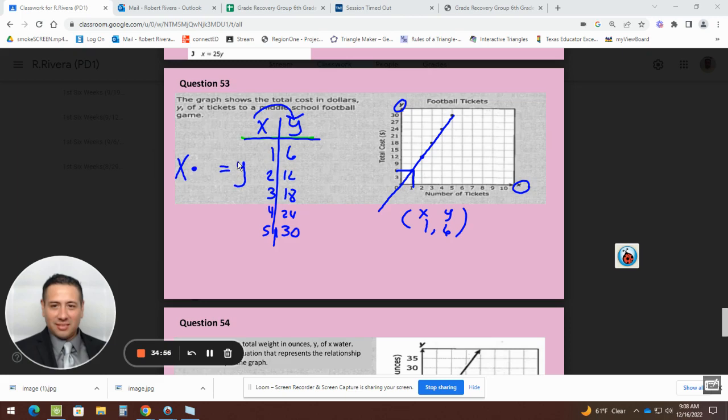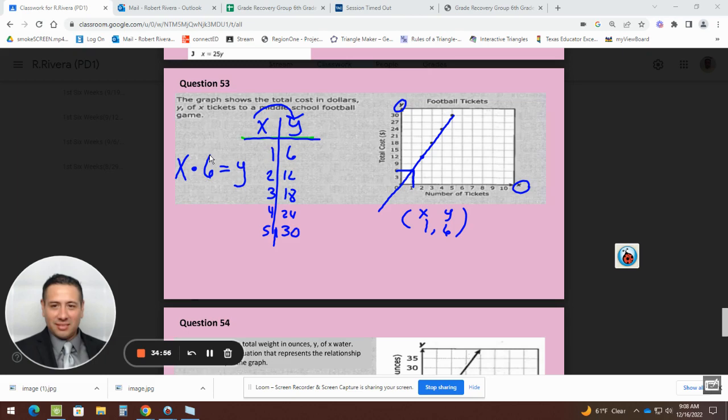Since it goes through the origin, I know that my equation has to be x times something equals y. Now, if it did not go through the origin, it would be x plus something equals y. You're saying it's 6? Yes. So you're going to get your pencil, put 6. But don't stop there. Now you're going to test them. You're going to test your table.